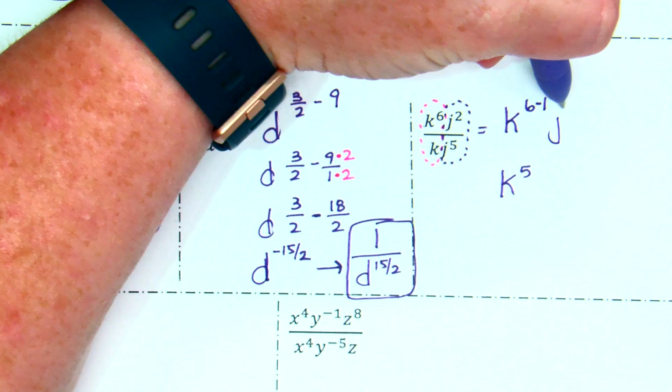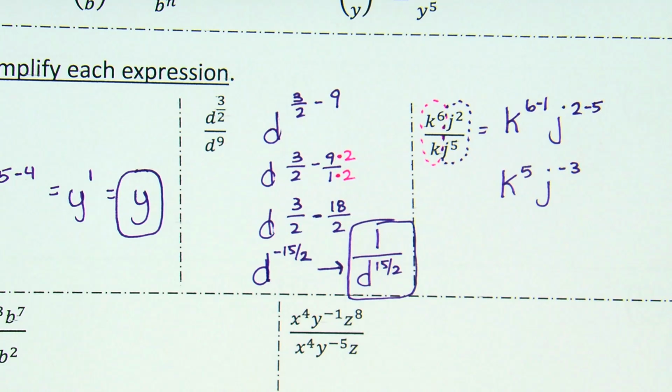The j's? Two minus five, so negative three. So then I have k to the 5th, j to the negative 3rd. Can I be done? No. Why not, Jacob? Because I want the negative exponent gone. Where am I going to take that negative exponent? To the bottom. What about k to the 5th? It stays on top. j to the negative 3rd goes to the bottom and becomes j to the positive 3rd. Positive exponents stay on top. Negative exponents have to move to the bottom.